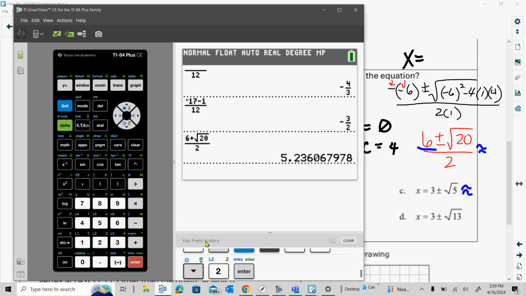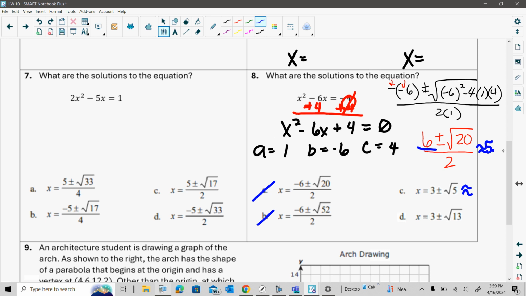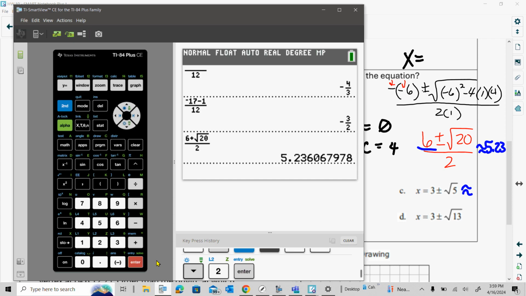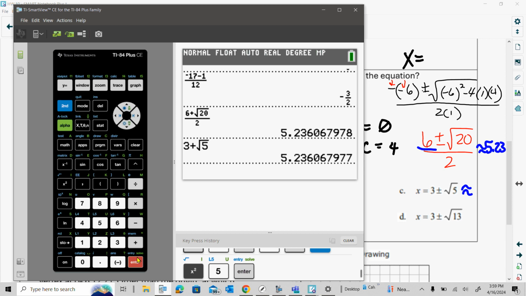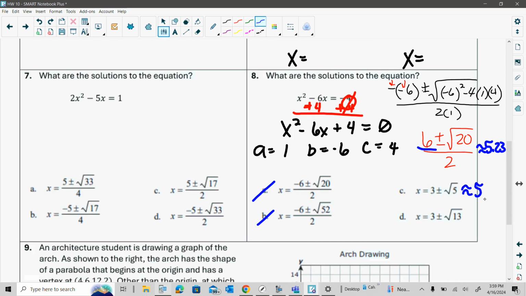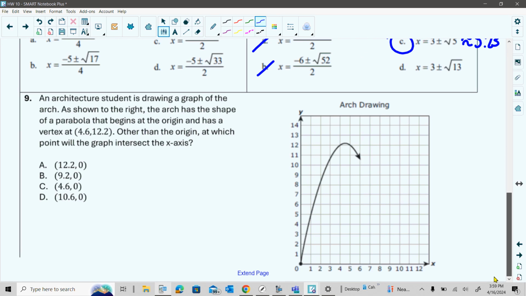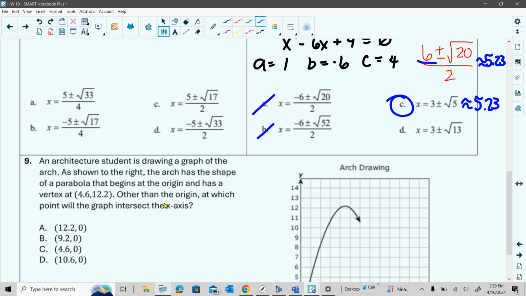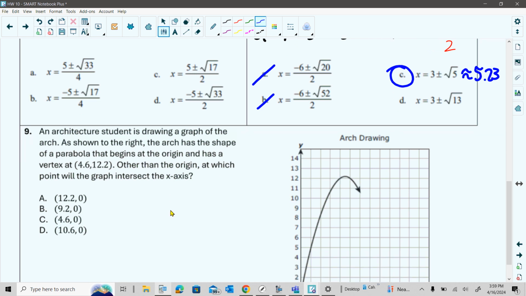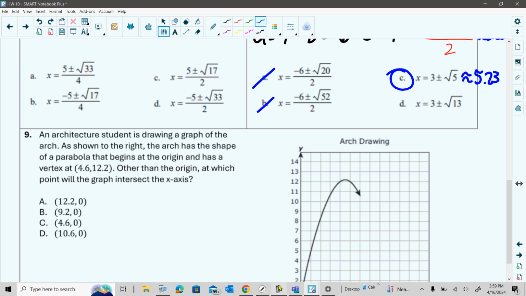This is equivalent to 5.23. So I'm just going to write 5.23. Now I'm going to check what this is equivalent to. So I'm going to do 3 plus the square root of 5. It is also 5.23. So this is our answer. Okay. All right, and then you have another question, star related, understanding what the parabola would do right here on number 10. So thank you for getting this done and get it turned in tomorrow.